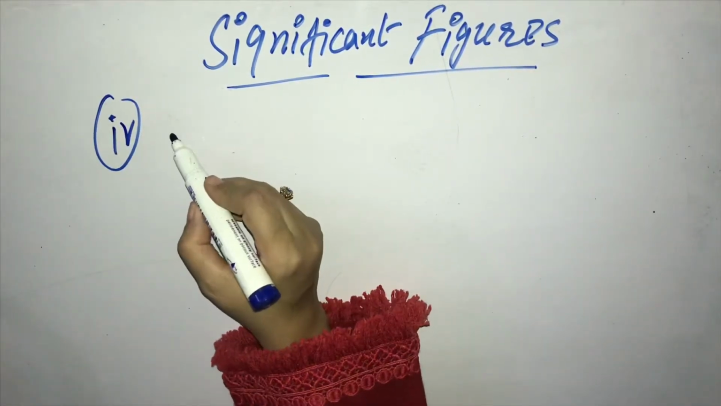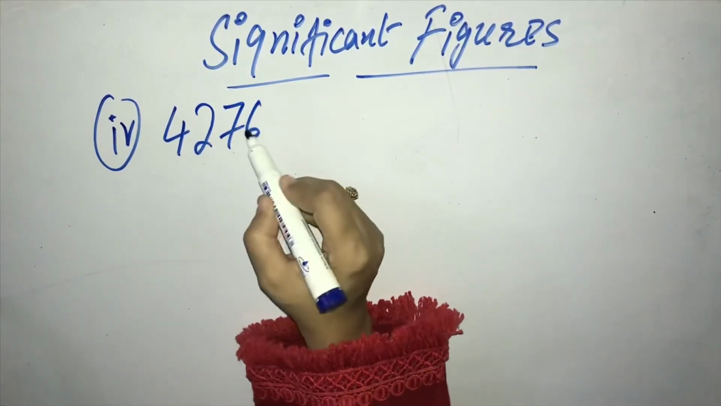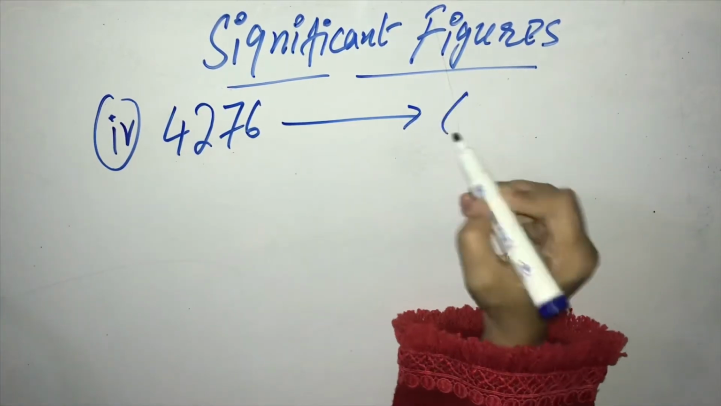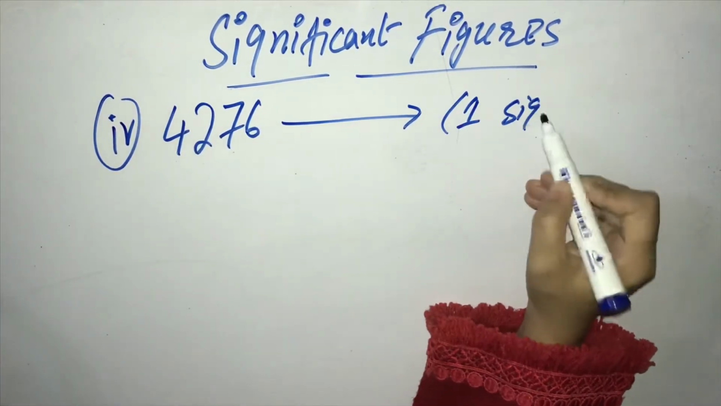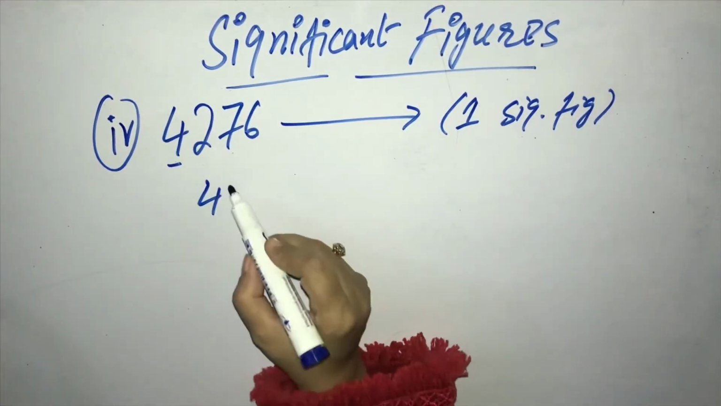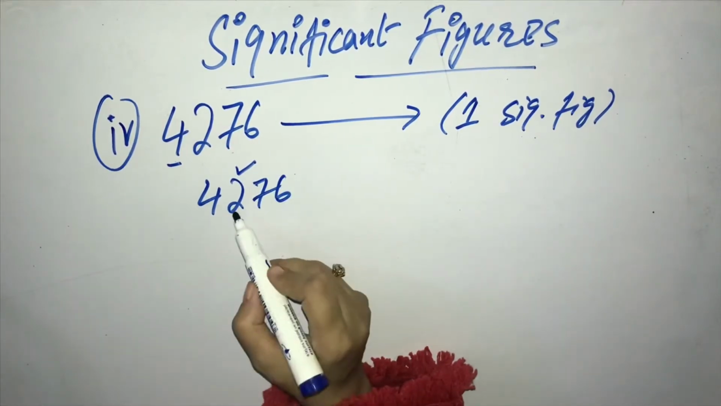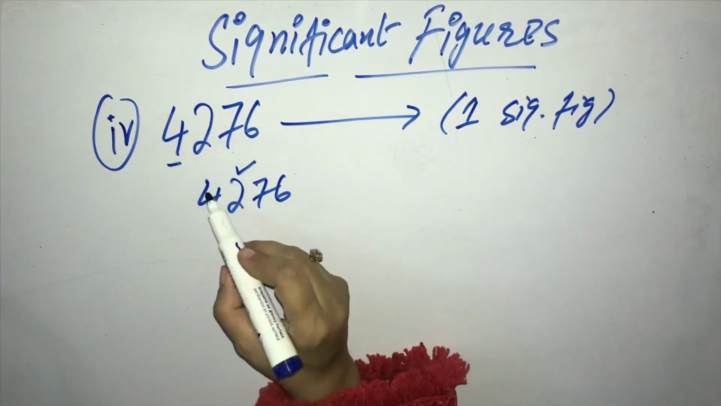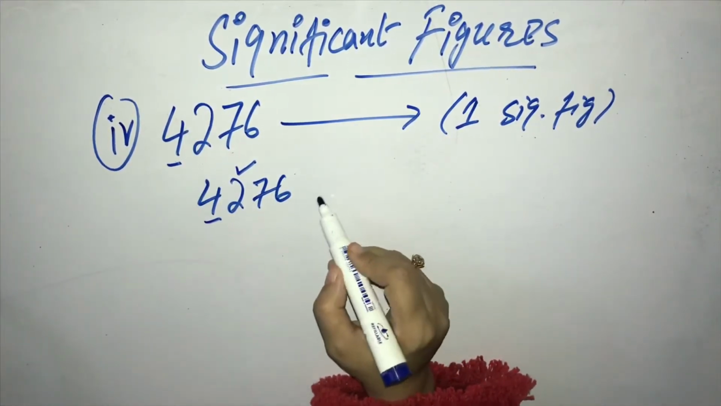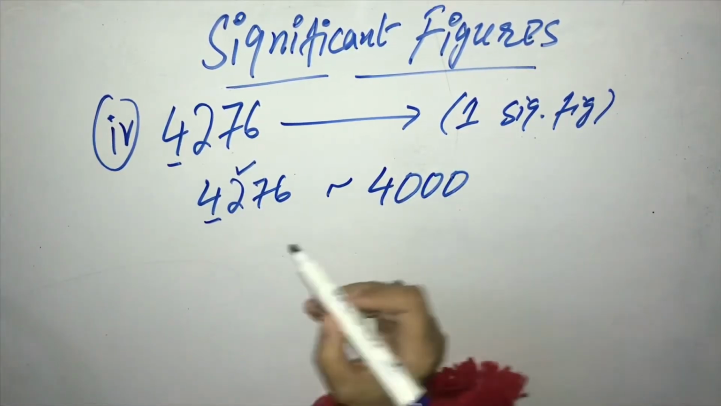Now I have the whole number 4276. I have to convert this whole number correct to one significant figure. My first non-zero number is 4. The second number is 2, which is less than 5. This 2 will not give anything to 4. So my answer will be 4 along with 3 zeros.